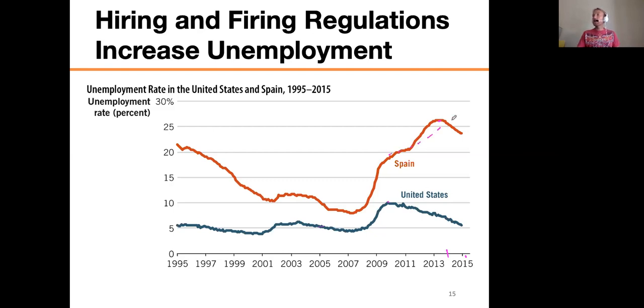And so this is correlation, not necessarily causation, but economists who have studied this are very convinced that the increase in government regulation, which was meant to protect workers, actually backfired and made it more difficult to find a job because firms were kind of scared. It makes sense. All right.